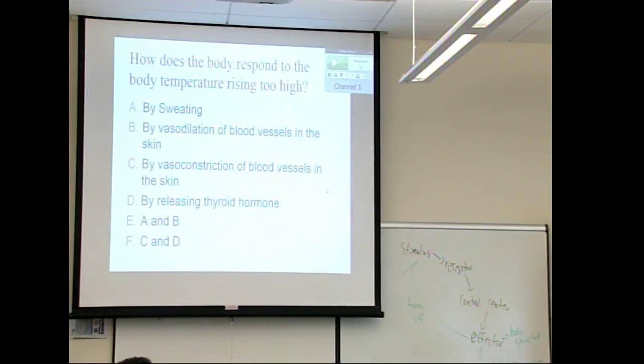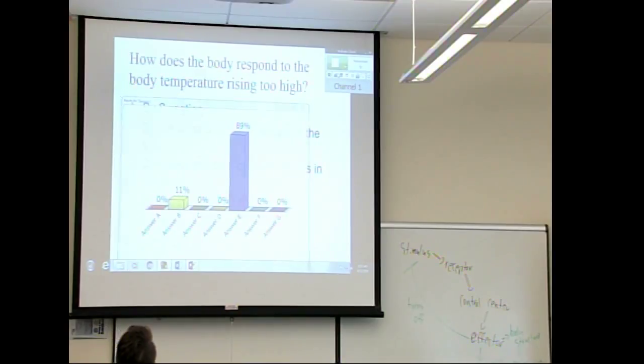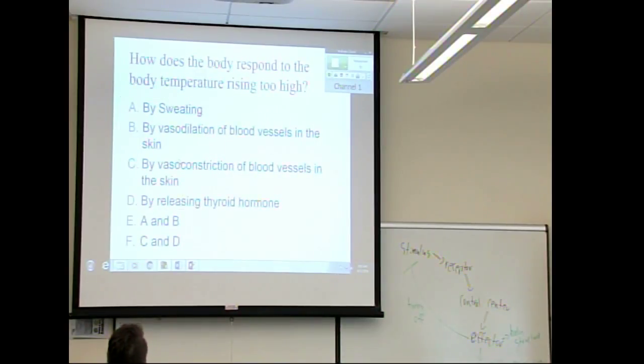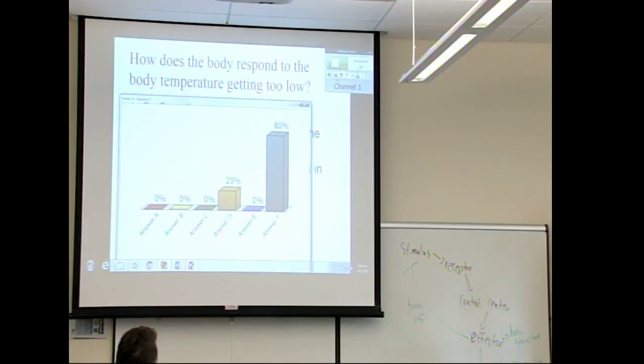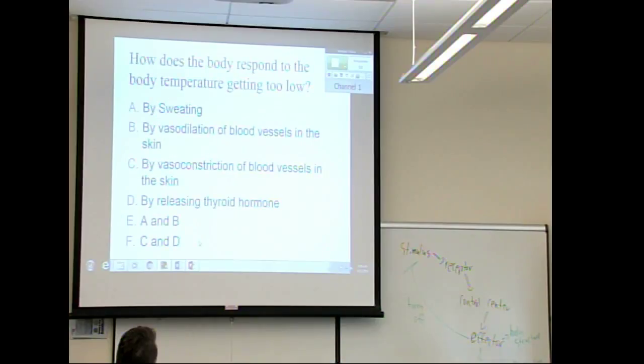All right, so quick review then. You should be able to do these questions without looking at anything. So how does the body respond to the body temperature rising too high? All right, so E is right, sweating and vasodilation of blood vessels. What about too low? Bet you all got it right, 80% for F, which is right. Thyroid hormones released and the blood vessels constrict.